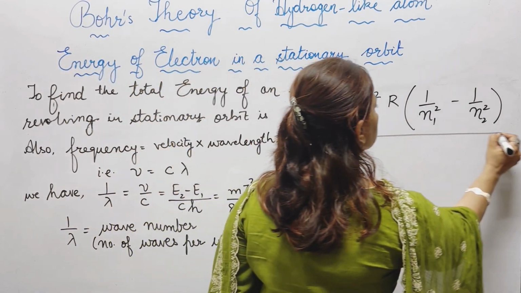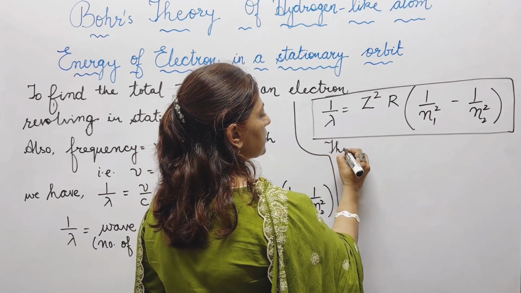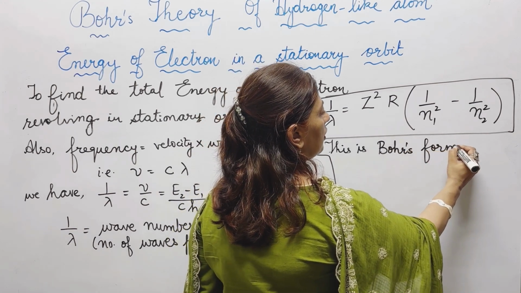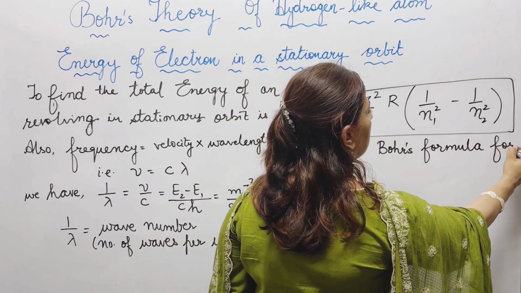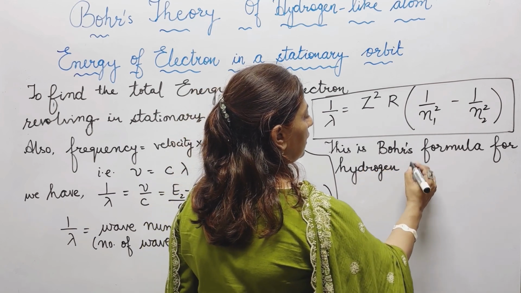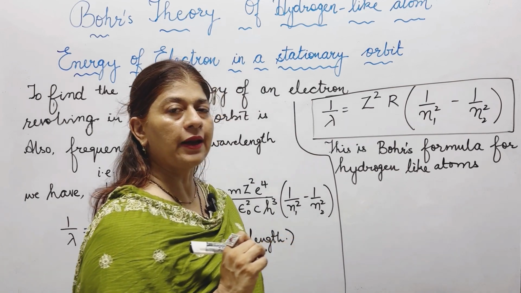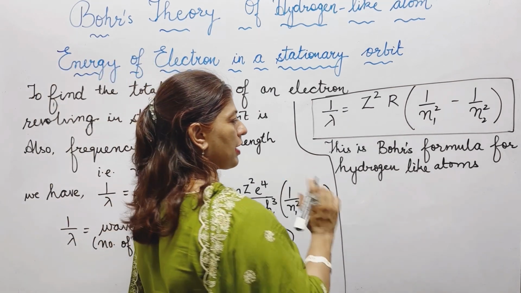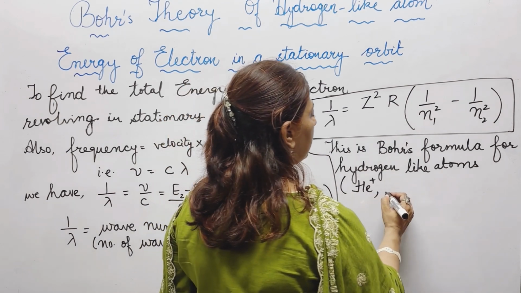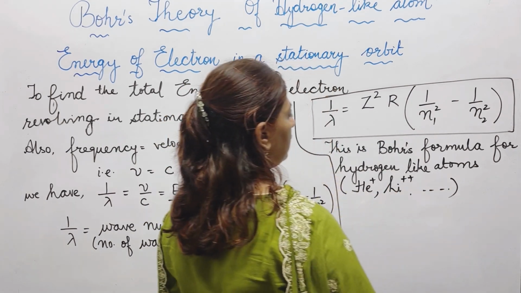Now, this expression is the Bohr's formula for hydrogen like atoms. So what is the meaning of this word hydrogen like atoms? That are having a single electron. Hydrogen is having a single electron, or helium positive, or lithium double positive, and so on.